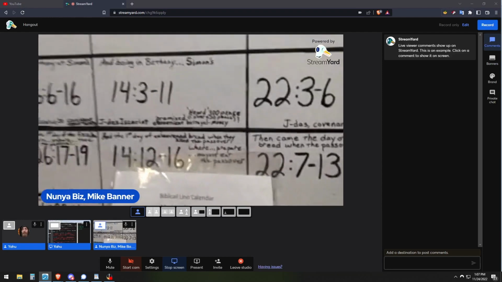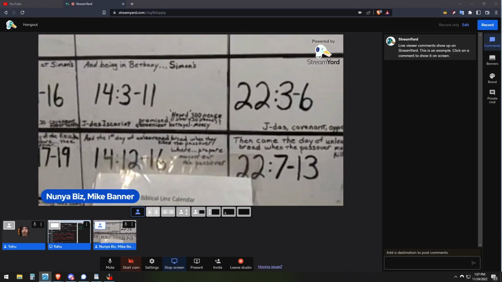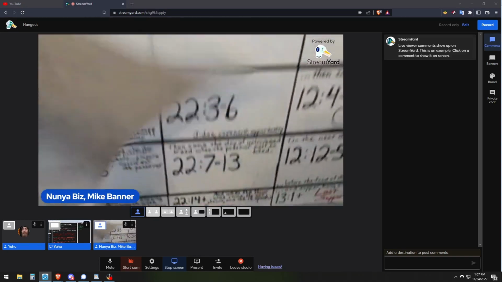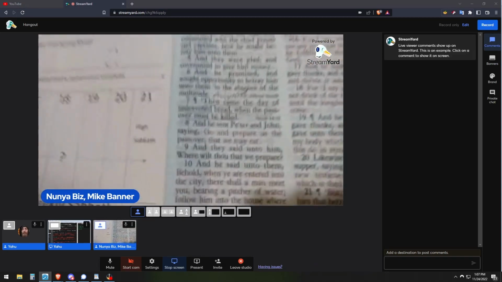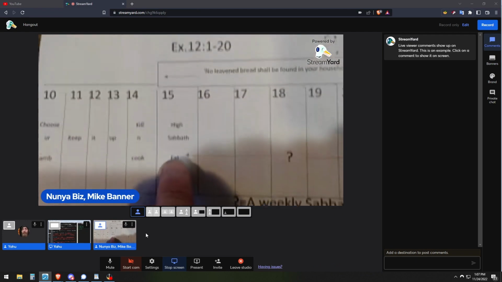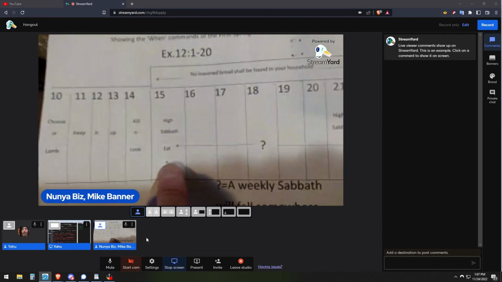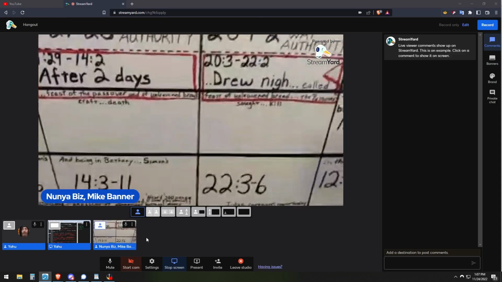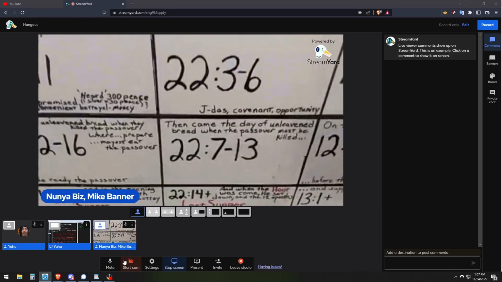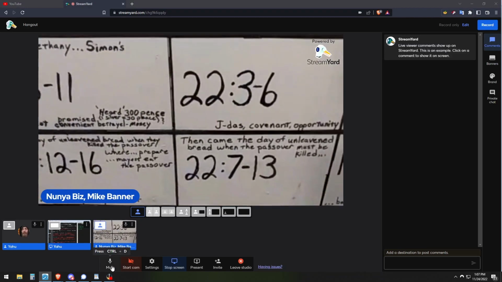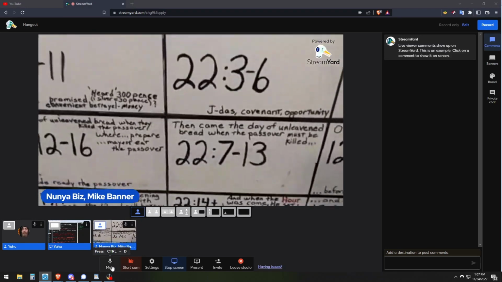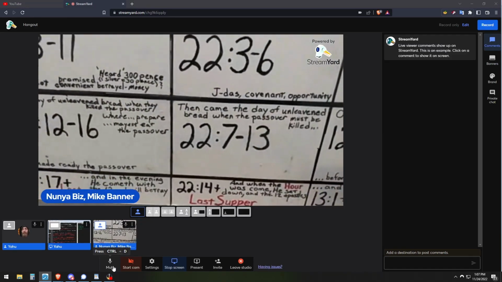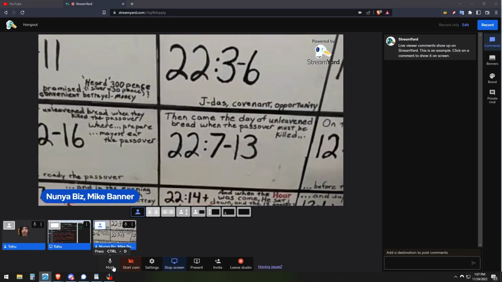So we have that on the 10th, because again, let's read that. That's some funky words. Then came the day of unleavened bread when the Passover must be killed. The same words as before. And they followed. Oh yeah, verse 13: they went and found as he said unto them, and they made ready the Passover.